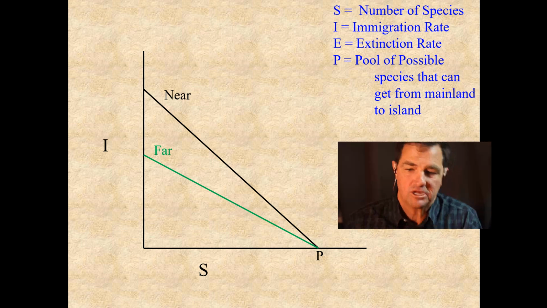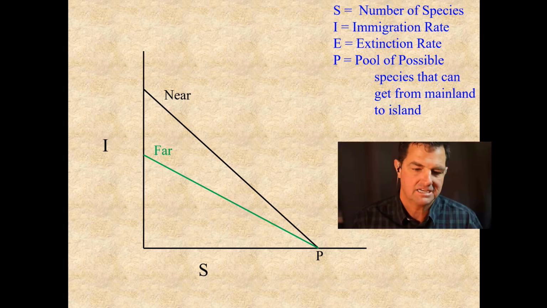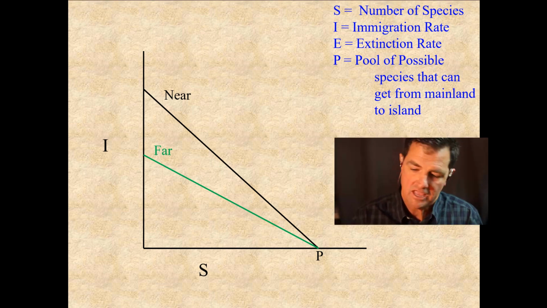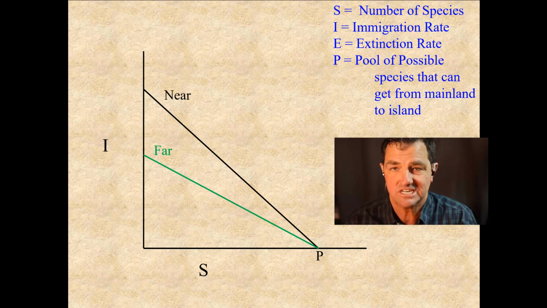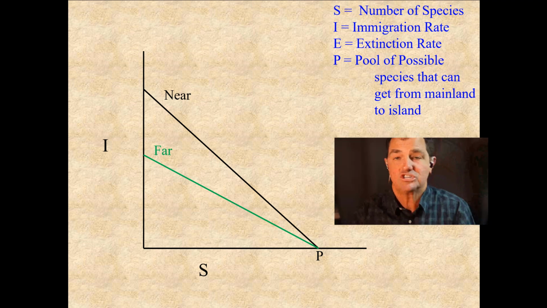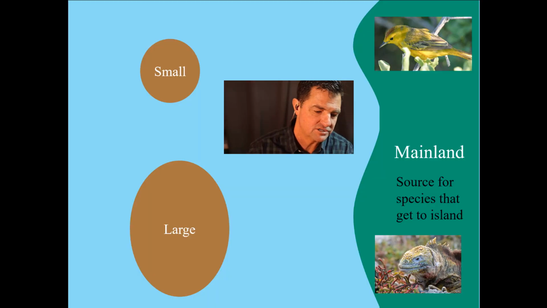And so now we can graph that relationship between immigration rate and distance from, say, the mainland. For islands that are closer, species tend to be able to get to them more easily because there's less of a distance for them to travel, all things being considered, whereas for an island that's much further away, the immigration rate tends to be lower in scenarios like that.